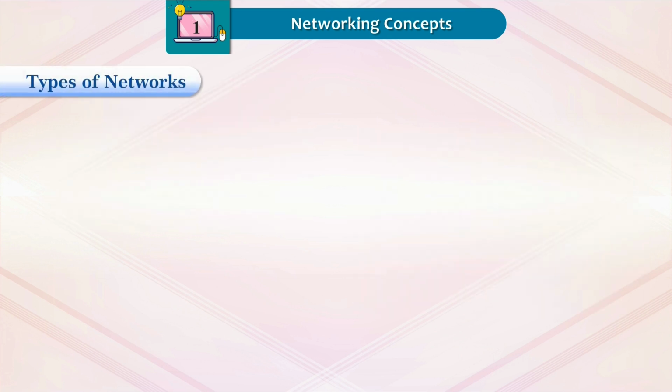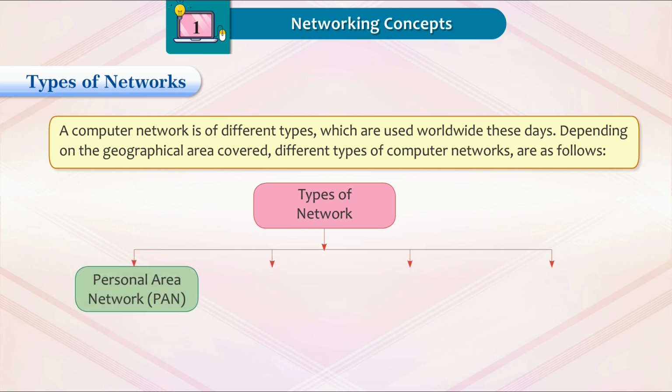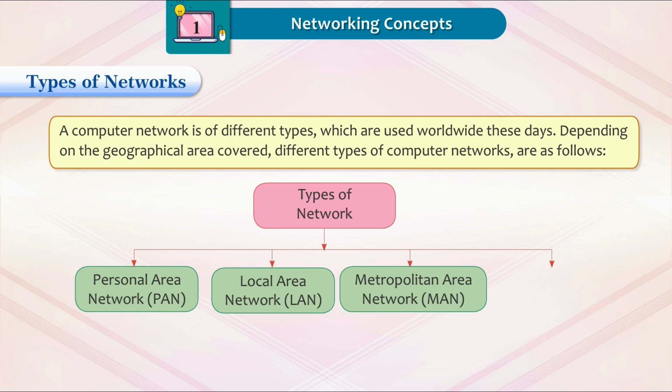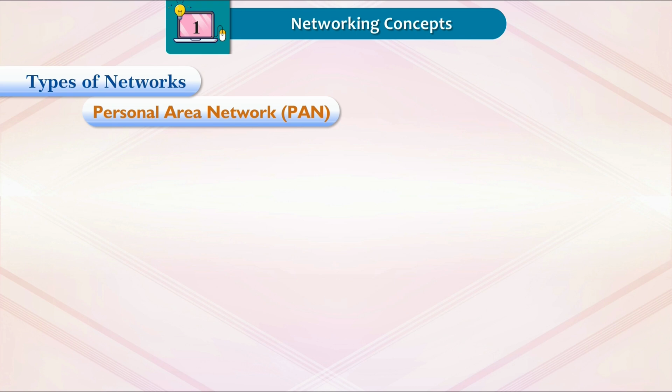Types of networks. A computer network is of different types which are used worldwide these days. Depending on the geographical area covered, different types of computer networks are as follows. Types of network: Personal Area Network or PAN, Local Area Network or LAN, Metropolitan Area Network or MAN, Wide Area Network or WAN.